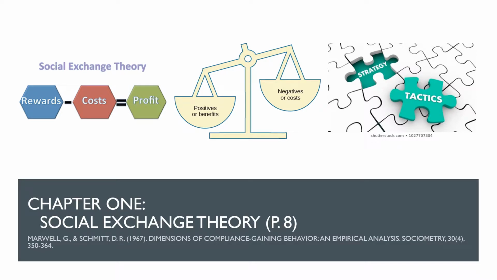The first concept I'll be going over is social exchange theory in Chapter 1, found on page 8. The textbook discusses how people make choices based on self-interest and how conflicts arise once people perceive that their rewards are too low or other parties are receiving a higher reward than themselves.